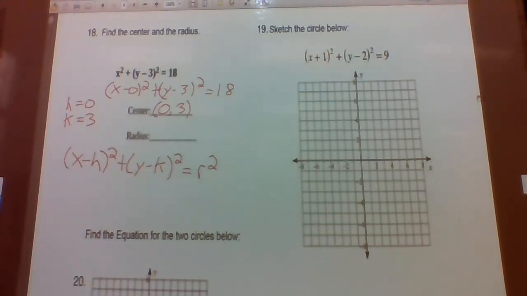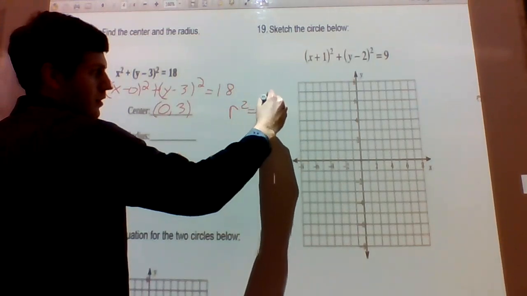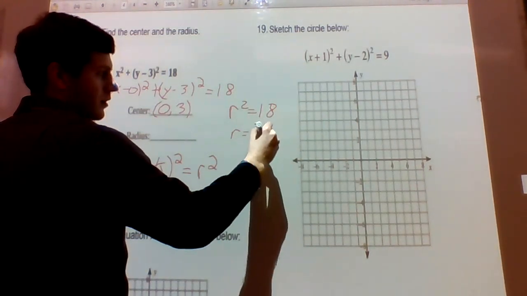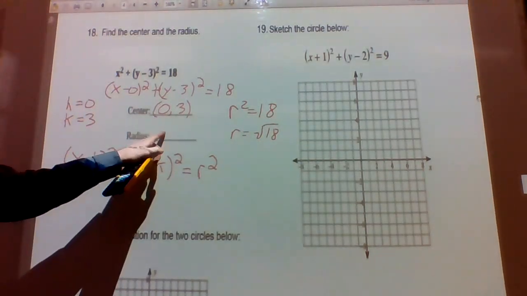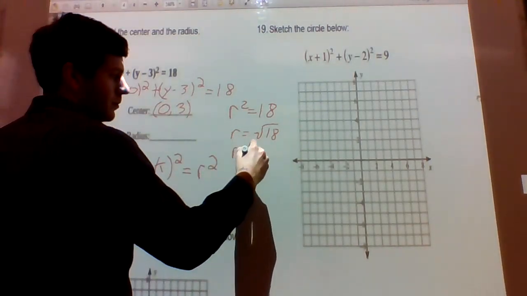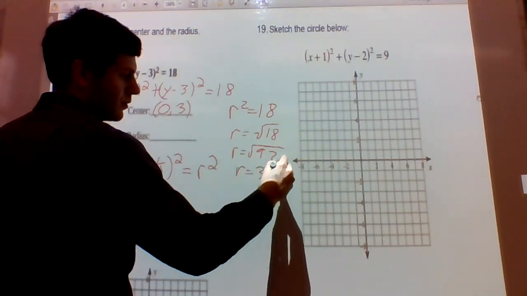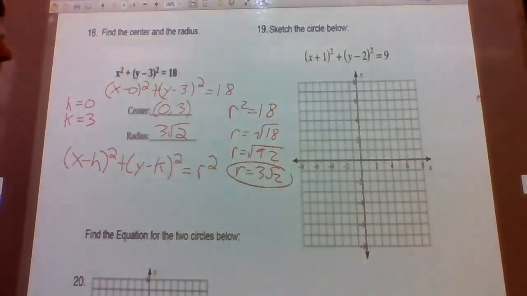Then the radius, so r squared is 18. So we take the square root of both sides, and r is going to be the square root of 18. That's fine if you want to put that. If you want to put the decimal, that's fine too. The best answer is to split it up into 9 times 2 and make it 3 square root of 2.